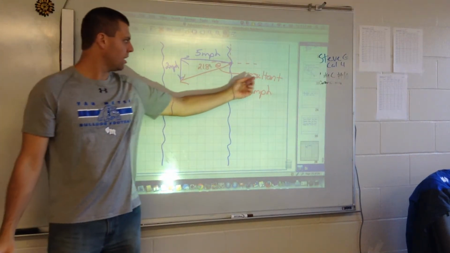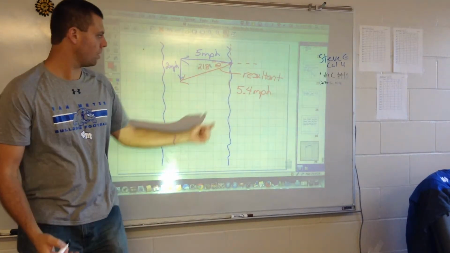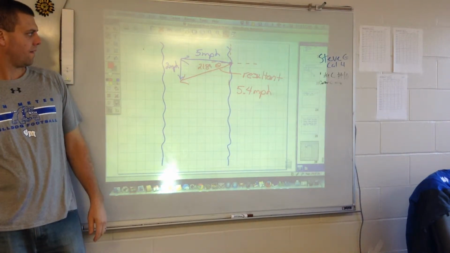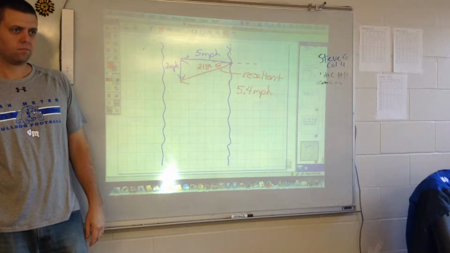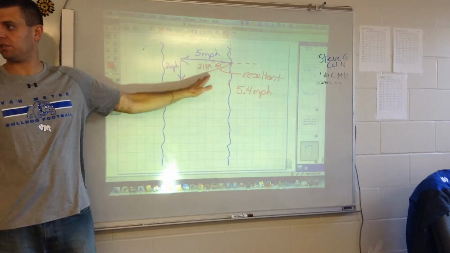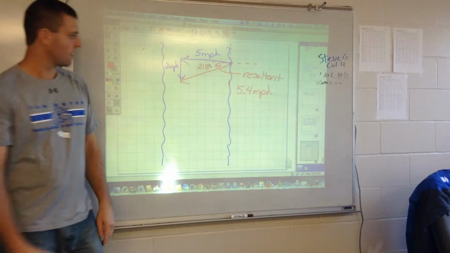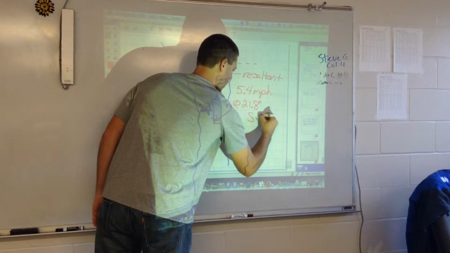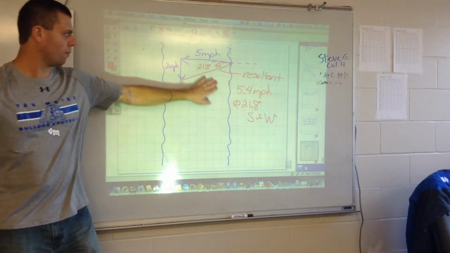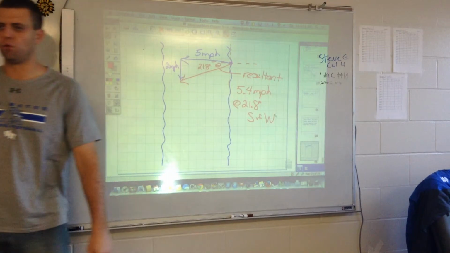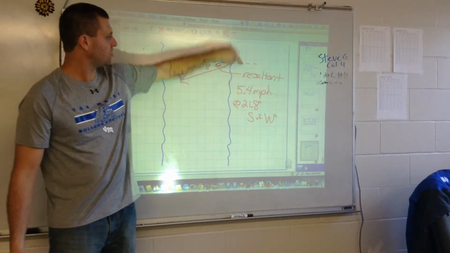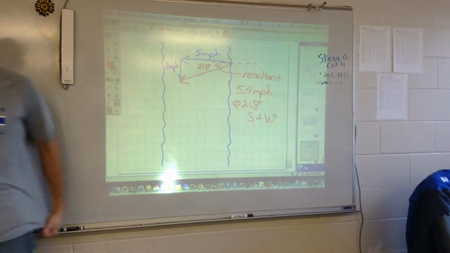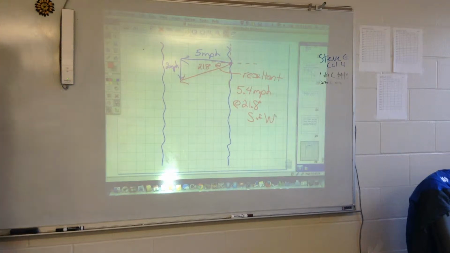So we could say the resultant would be swimming 5.4 miles per hour at what? 21.8 degrees south of west. I like it, 21.8 degrees south of west. So 5.4 miles per hour at 21.8 degrees south of west. What other degree could you say if I want to go all the way? 201.8 degrees. Do you have to put any label on it? Nope.